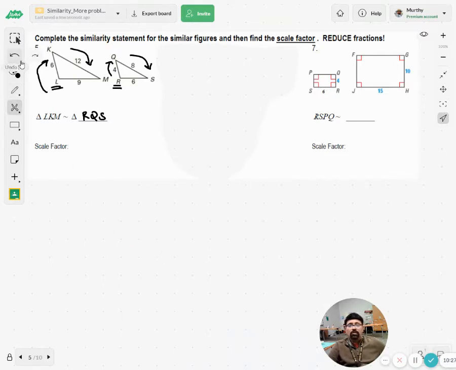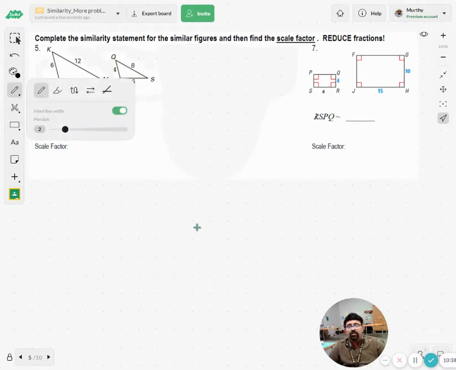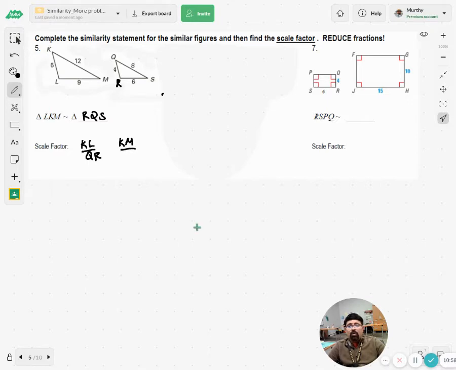Well, let me remove all the markings. Okay, now let's take these two triangles. This time we are looking for the scale factor. You know that we have to take the corresponding sides. Corresponding sides means KL over QR, or maybe KM over QS, or LM over RS. So you can take any of these three.